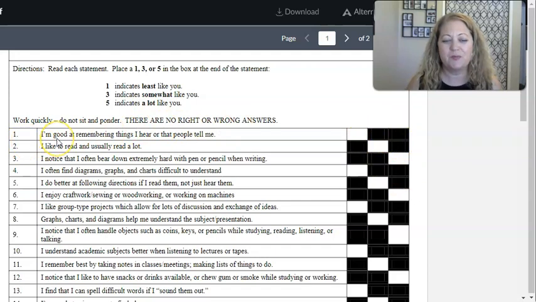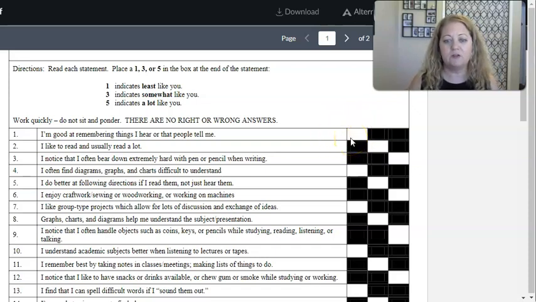When you answer number 1, I'm good at remembering things I hear or that people tell me, you are either going to put a 1, 3, or 5 here. 1 indicates it's least like you, a 3 is it's somewhat like you, and a 5 is it's a lot like you. So for me, that's a 1. I am good at remembering things I hear or that people tell me. So for me, it's a 1.